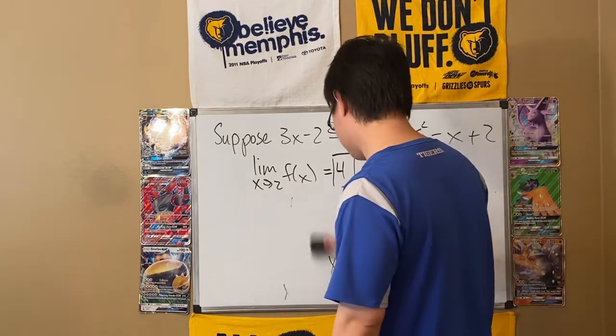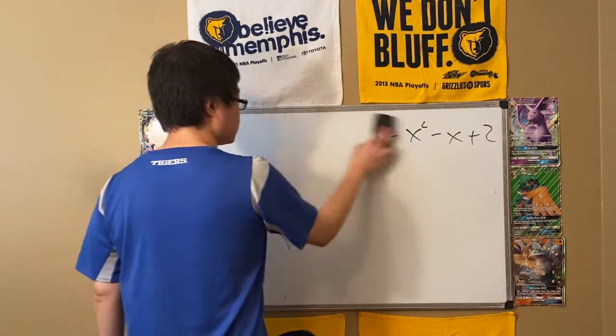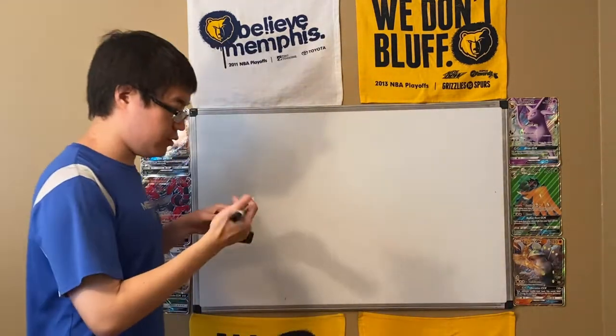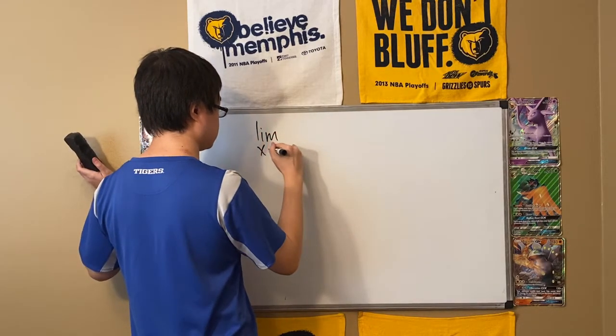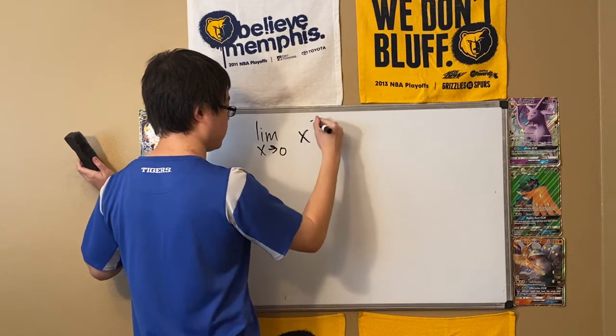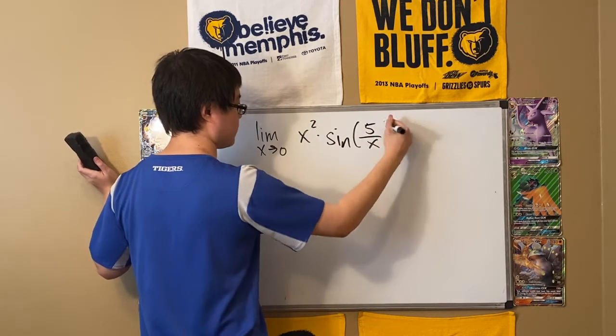So I'm going to erase this. I'm going to erase this. Let's try to do a limit. So the limit I'm going to try to do right now is the limit as x goes to 0 of x squared times sine of 5 over x.